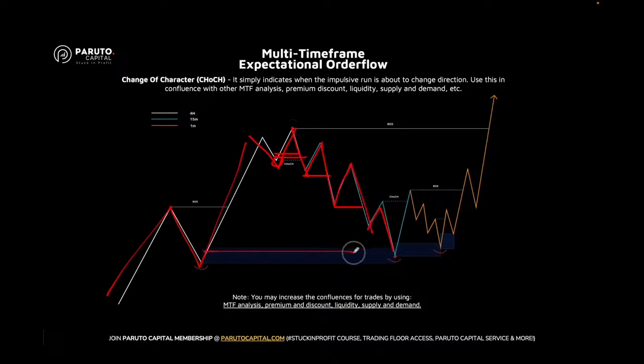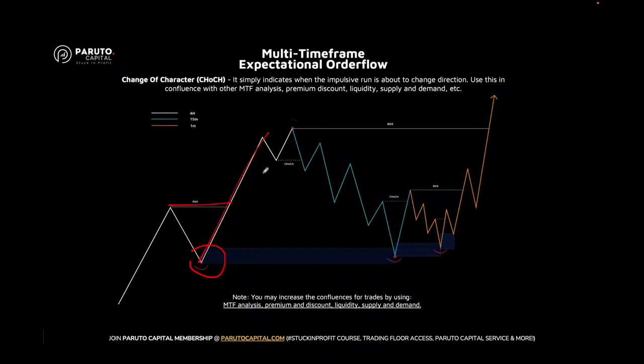But we know that this is a protected zone. And why is it a protected zone? Because price came back down here, and then from here it broke structure, right? So we know that this is a protected zone, so we expect price to come back to that zone, respect it, and then continue going up.